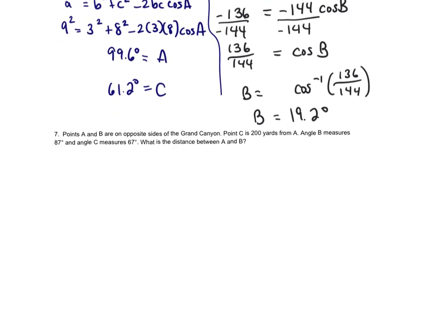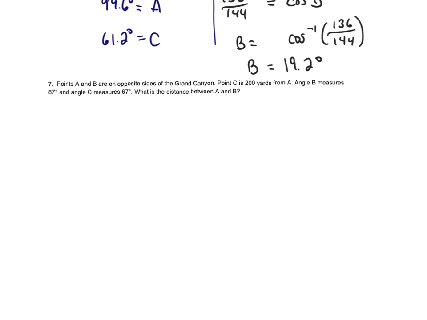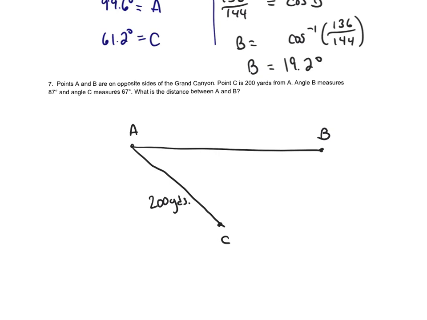All right, let's look at this last problem. It says points A and C are on opposite sides of the Grand Canyon. So I'll put 2 points on the opposite sides of some segment. And point C is 200 yards from point A. And angle B measures 87. So you can see we have a triangle now. And angle C measures 67. And we want to know how far it is between A and B.